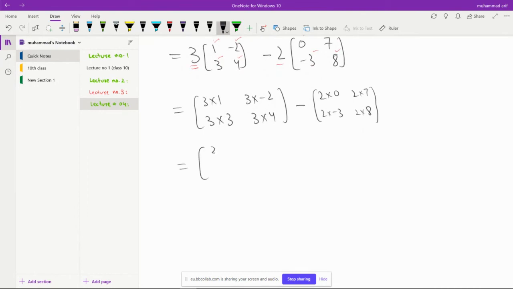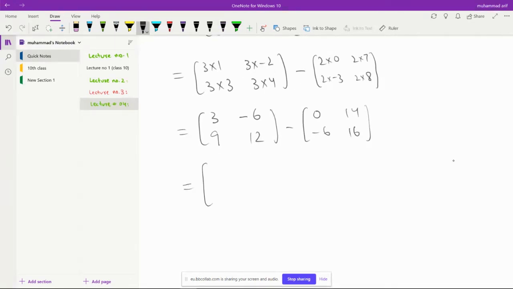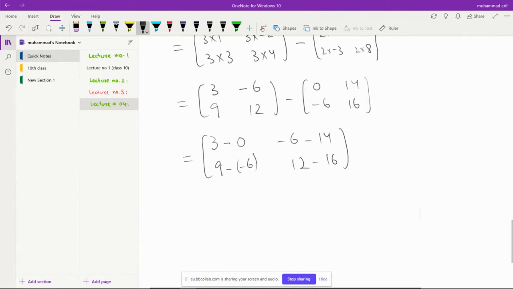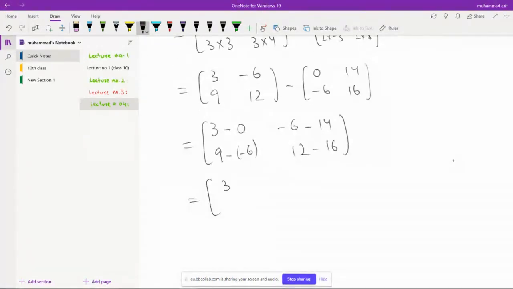Now simplify it. 3, -6, 9, 12, 0, 14, -6 and 16. Now subtract these two matrices. We get 3, -0, -6, -14, 9, negative into -6, 12, -16. After simplifying it, we get 3, -20, 15, -4, which is the required answer.